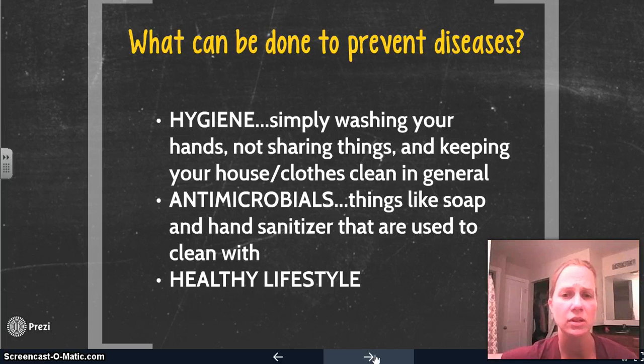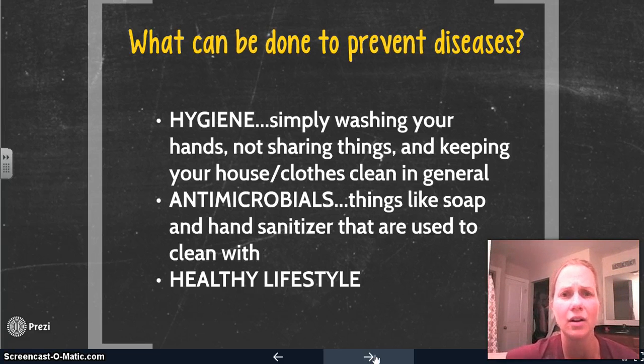Keep your house clean, keep your clothes clean, clean surfaces, wash dishes, don't allow bugs and things like that to live, because that's where things start to get nasty. Antimicrobials are things like soap or hand sanitizer, and their purpose is to kill off the small little things. Just be cautious with things like hand sanitizer. Remember, they give you a nice little claim on that little bottle that says 99.9%. That means 0.1% is not getting killed. So you've got to be careful.